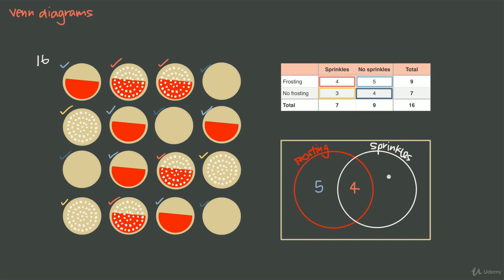Now this piece of area is the exact opposite scenario. In this piece of area, we're inside the sprinkles circle. So this is going to represent cookies that do have sprinkles. But we're outside the frosting circle. This is the boundary here of the frosting circle. We're outside of it. So this is going to be sprinkles, but no frosting. We're not inside the frosting circle. So how many cookies have sprinkles but no frosting? Well, here's sprinkles in the first column. No frosting is in the second row. That's 3 cookies. So we put a 3 right there.